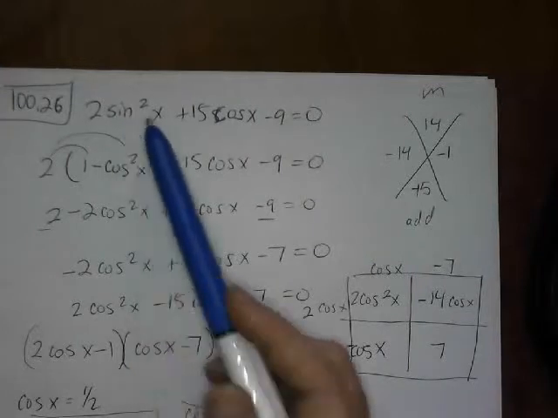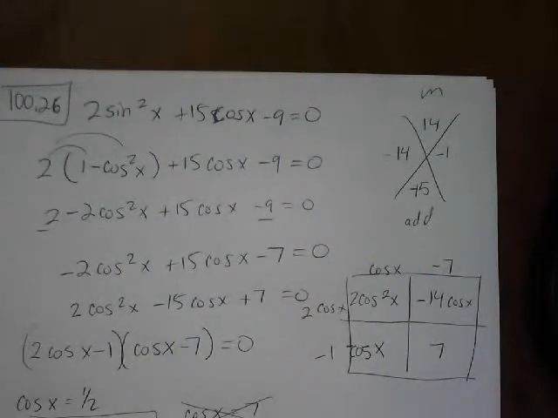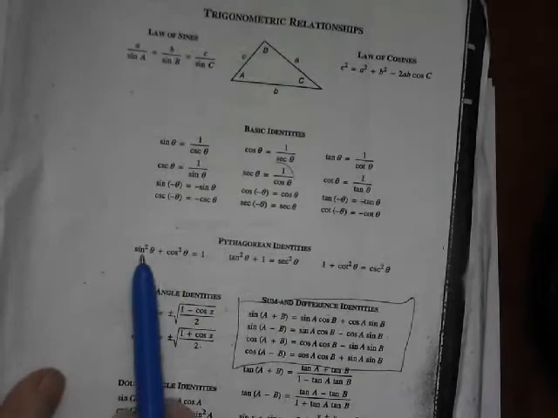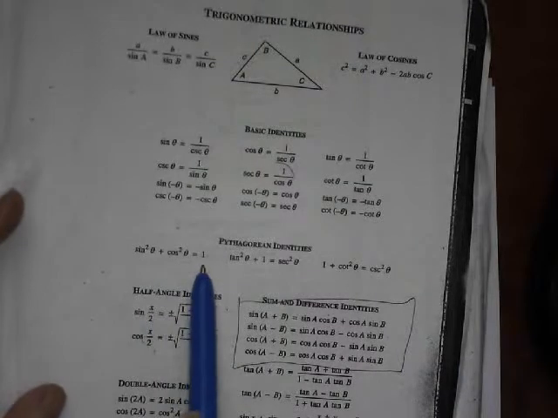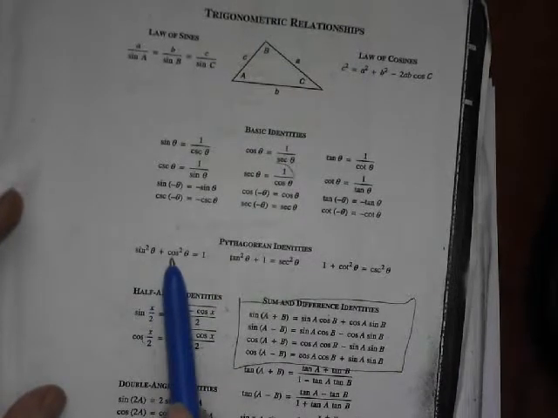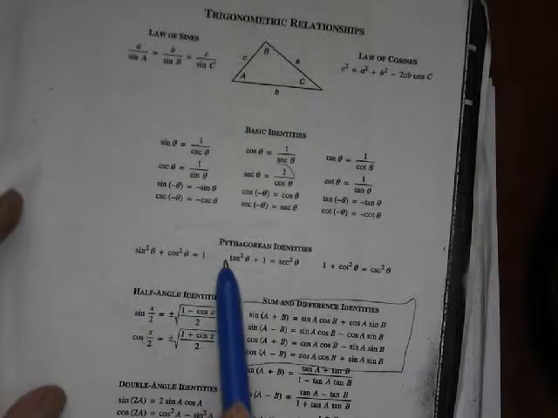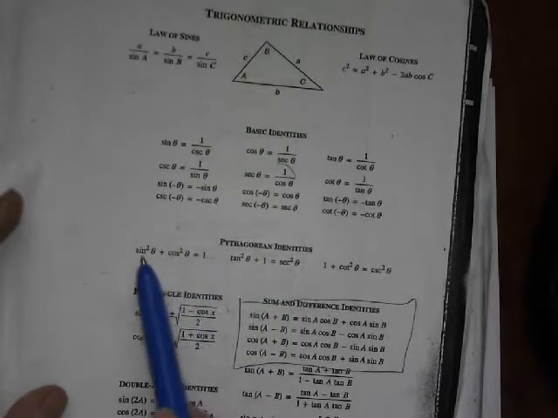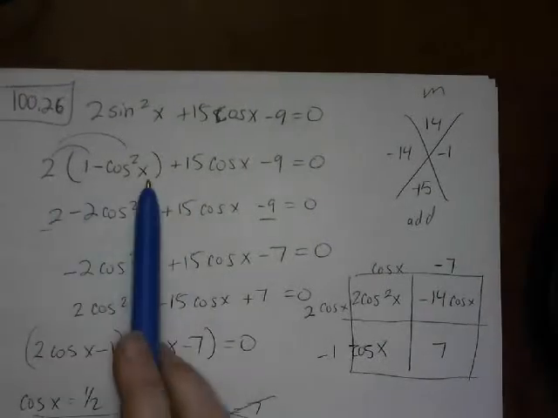So I trade this out. Sine squared theta, you know your Pythagorean identities: sine squared theta plus cosine squared theta equals 1. So if I subtract cosine squared theta from each side, sine squared theta is equal to 1 minus cosine squared theta. And so that's what I did.